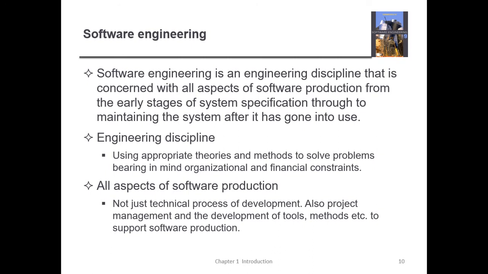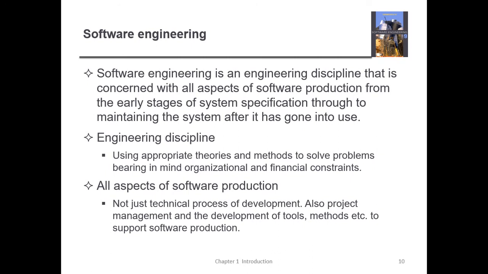So that is software engineering, but he's trying to tell us that software engineering is an engineering discipline that is concerned with all aspects of software production, from the early stages of system specification through to maintaining the system after it has gone into use. So that is software engineering. And in the definition, we get out some terminologies and try to throw more light on them.